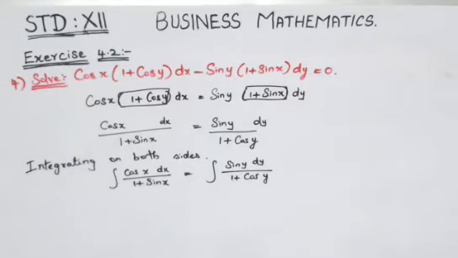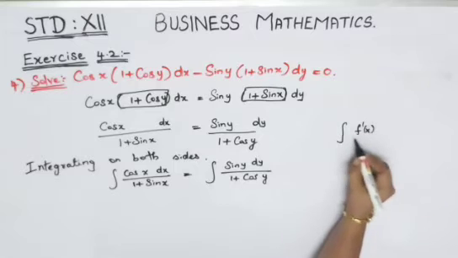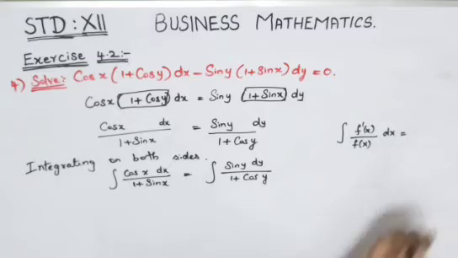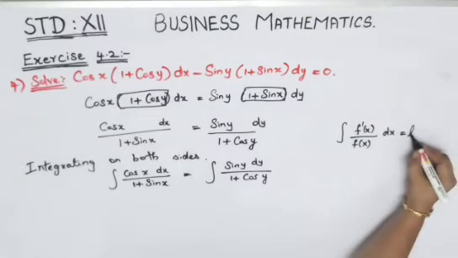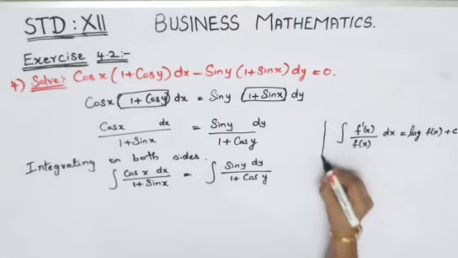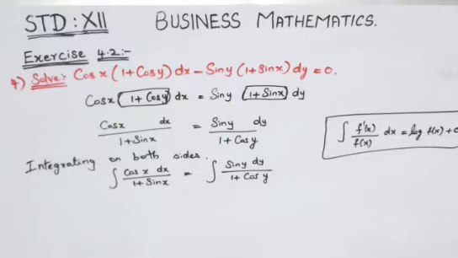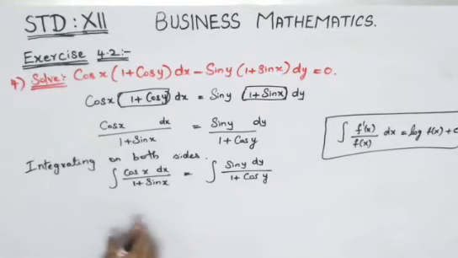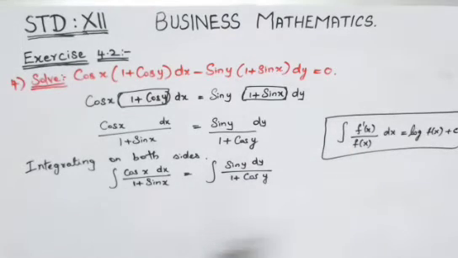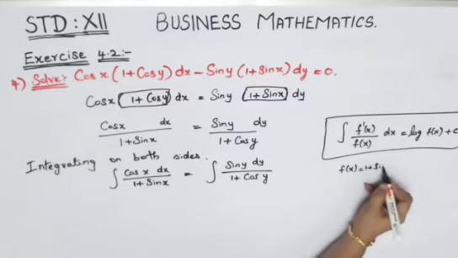So you have one formula: integral of f dash of x divided by f of x into dx, the answer will be log f of x plus c. So this formula you can use, otherwise you can go for the substitution method. We'll do it by the formula method itself. Let's take the left hand side and see what is in the place of f of x. So f of x is equal to 1 + sin x.